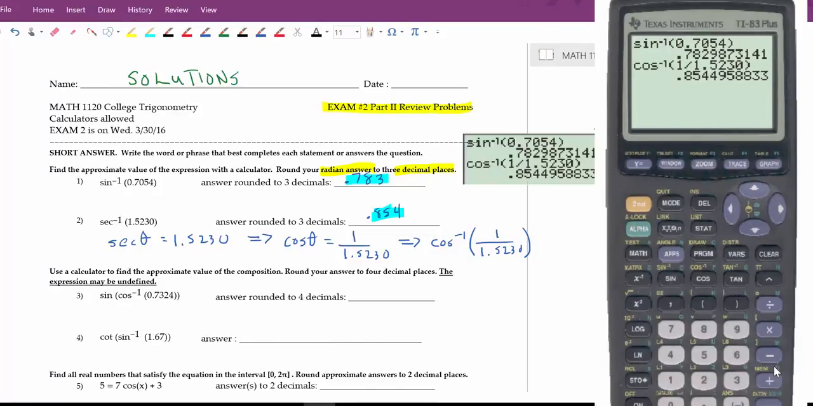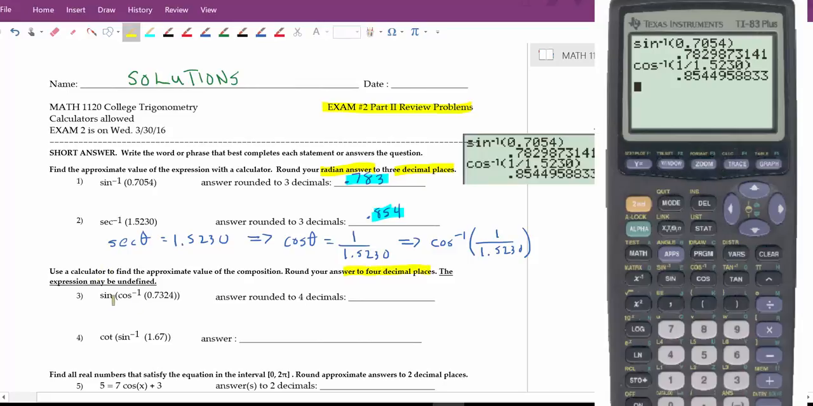Okay, so that should give you how to do those types of problems, and I just went ahead and did a screenshot to show you how to do that. All right, so now I'm going to put these in. These you just put in exactly the way they are on the calculator, and this one says round your answer to 4 decimal places this time.